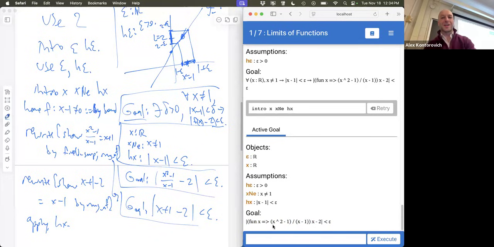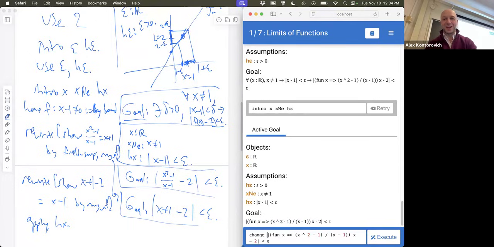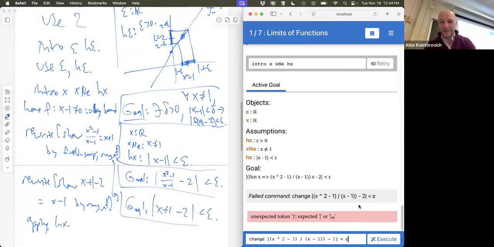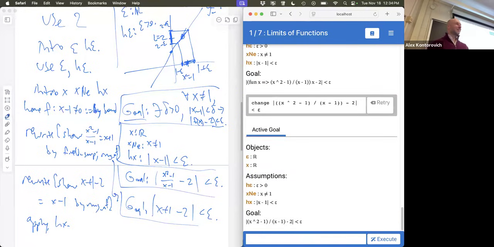You see, it's the function that maps x to x squared minus 1 over x minus 1, evaluated at x. Let's just do a little change. I don't need the function. When you evaluate this function at x, you get this thing. Oh, come on. One parenthesis missing. Okay, it took it.